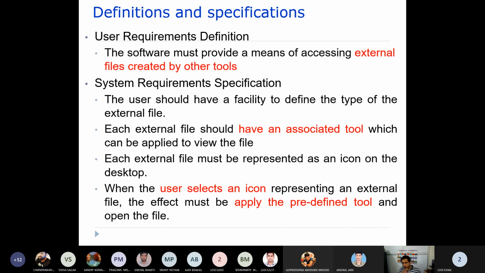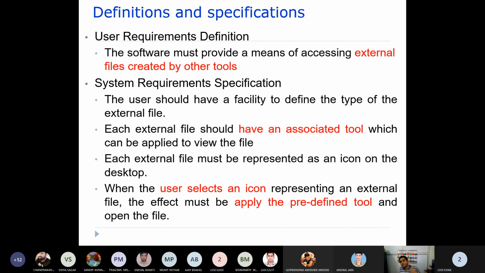So from the user's perspective, what is the requirement here? The software must provide a means of accessing those files created by other tools. That means you are going to develop a software for the user, and through that software you should be able to access external files created by other tools. This is the statement. Now, how can this sort of requirement be specified as part of the system requirement specification?